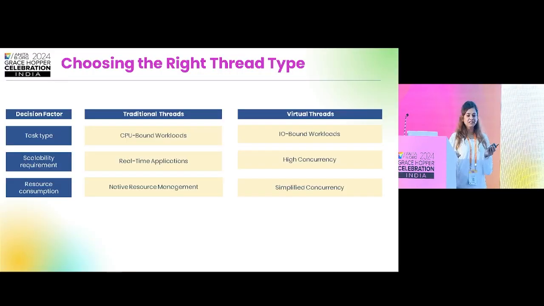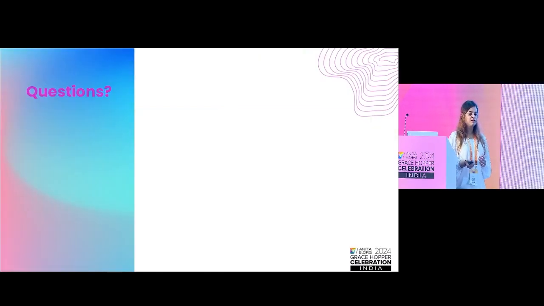All right, let's go to the $100 million question. Which thread would you like to use when it comes to your application? By now, all of you have your answers. If your application is IO intensive, go for the virtual thread. And if you think your application is going to be computation intensive, then I would recommend going for the traditional thread only. That's pretty much for today.